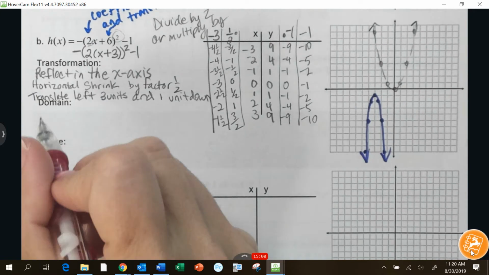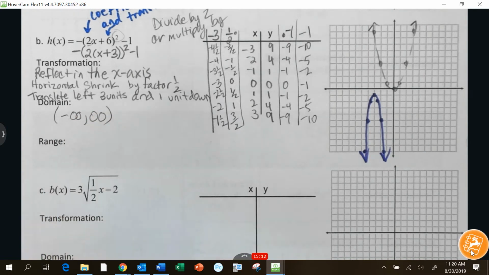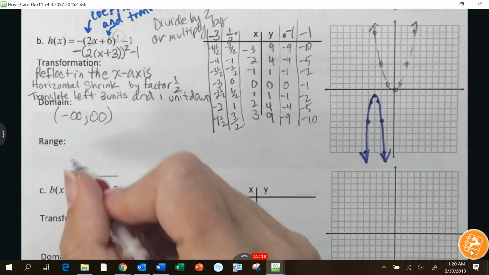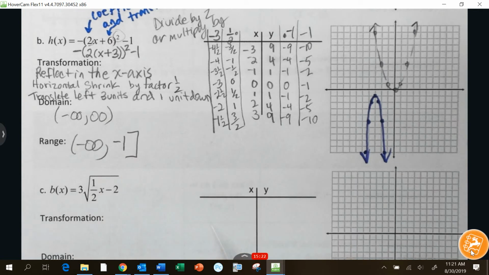I'll go ahead and add my domain and range, which if you didn't graph as fast as me, you'll still get your domain and range. The domain's all real, so I put negative infinity and positive infinity. The range goes all the way down to negative infinity, comes all the way up to -1, so we have a bracket at -1.